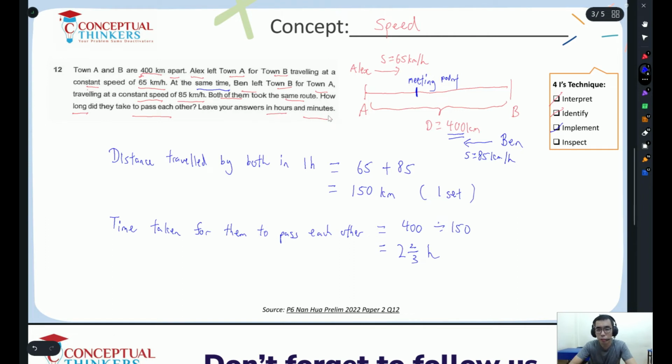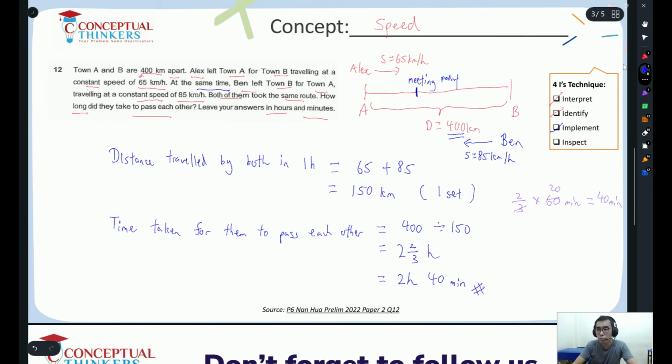Now the question is asking for hours and minutes, so we have to convert this to hours and minutes. So I use another color to show how I do the conversion of this 2/3 hour. Now this 2/3 represents hour, so 1 hour is 60 minutes. I'm going to take 2/3 times 60 minutes. So it will cancel, and I get 20 here. 2 times 20 gives me 40 minutes. Okay, so the conversion for this will be 2 hours 40 minutes. So this will be the solution. It will take 2 hours and 40 minutes to reach the meeting point, and they will pass by each other.